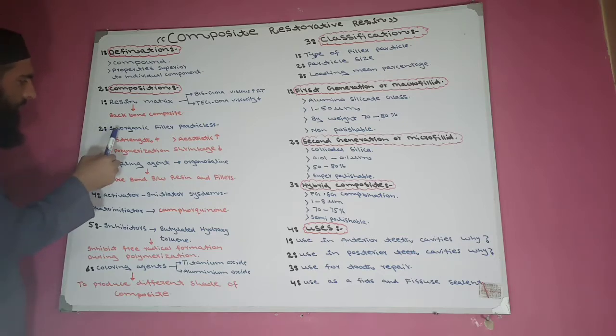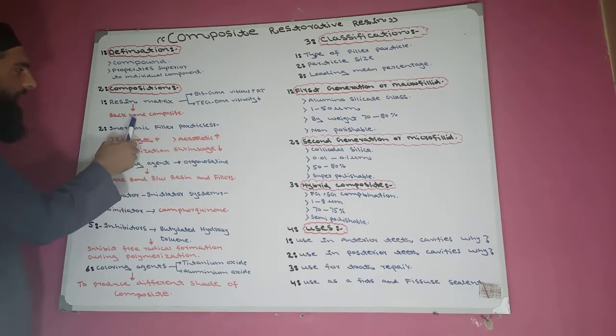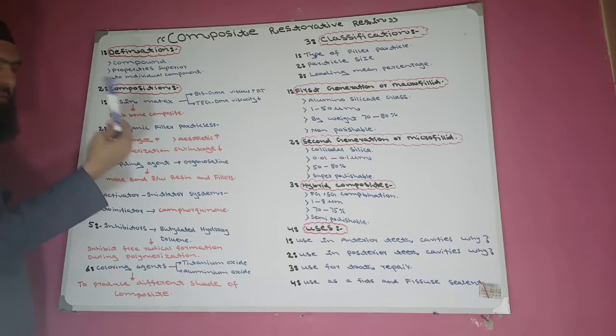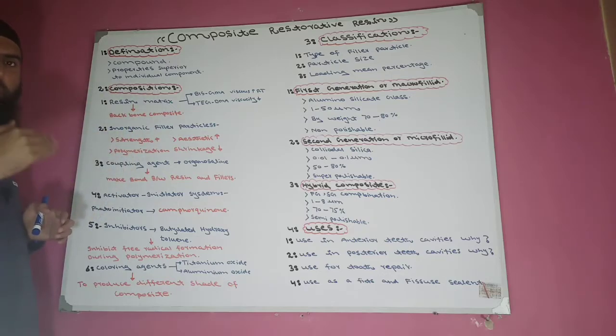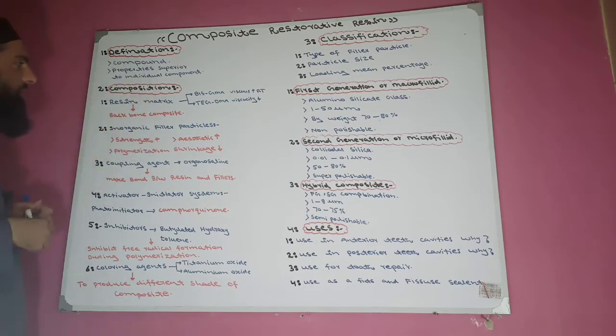If we compare the composite with inorganic filler particles, this is one component. Inorganic filler particles do not have a resin matrix, but composite has a resin matrix. Inorganic components do not have shade variation, but composite has shade variation. Inorganic components do not have a backbone, but composite has a backbone. This means that the composite properties are superior to its individual components if we compare with each component of composite resin. This is the definition of composite restorative resin.